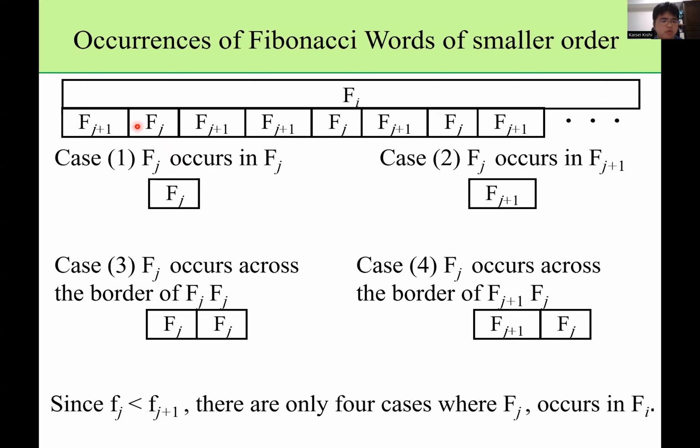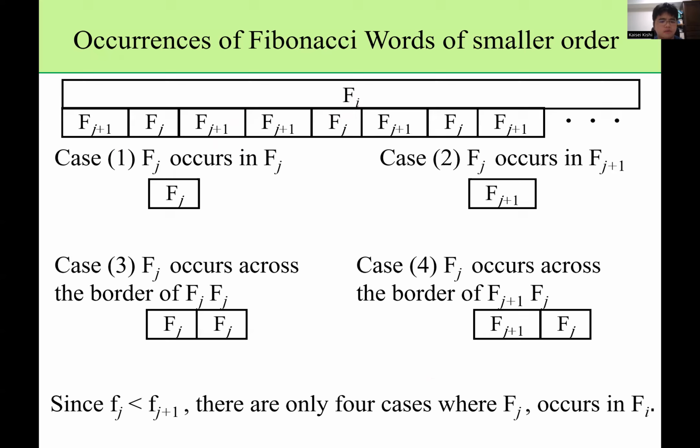This is the inside of the Fj and Fj plus 1, and Fj occurs across the border of Fj plus 1 and Fj, and Fj plus 1 and Fj. This is here.